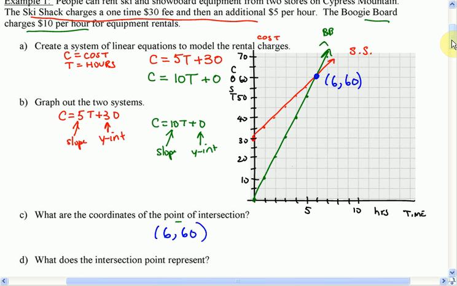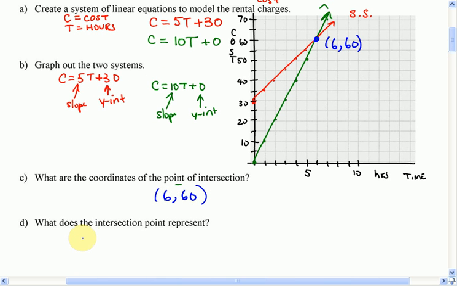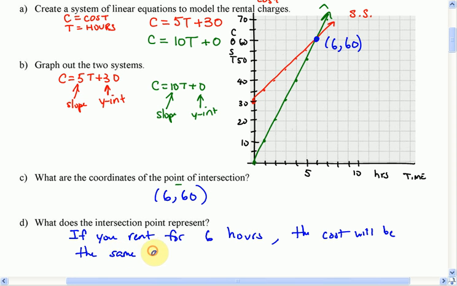Now what does this actually represent? Well, if you think about it, what it's saying here is that if you rent for 6 hours, the cost will be the same at both companies.